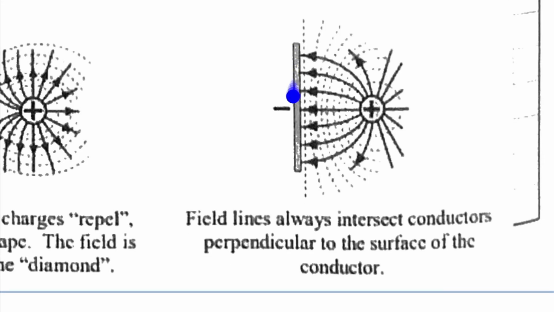Here we have a conductor. The field lines will be perpendicular, 90 degrees, to the surface of the conductor.